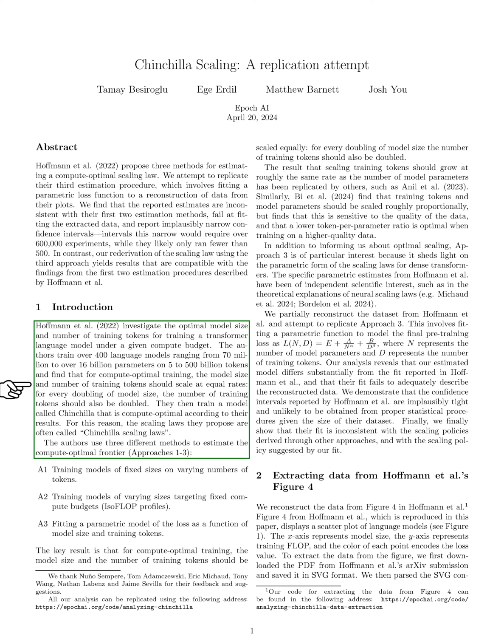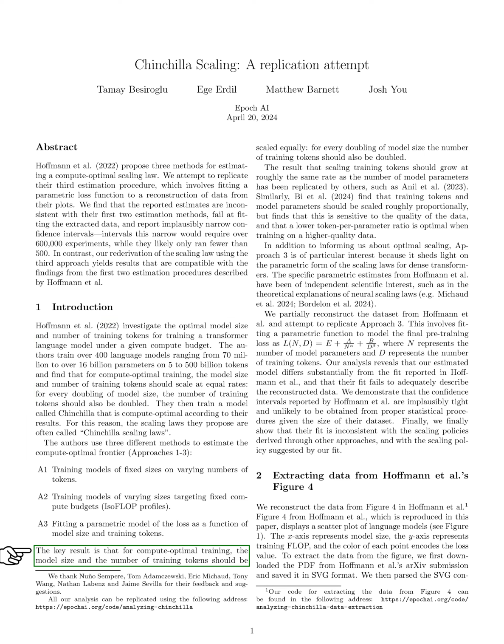We used 3 different methods, approaches 1 to 3, to estimate the optimal compute frontier. These methods involve training models of fixed sizes on varying numbers of tokens, training models of different sizes to meet fixed compute budgets, and fitting a parametric model to understand the relationship between model size, training tokens, and loss.